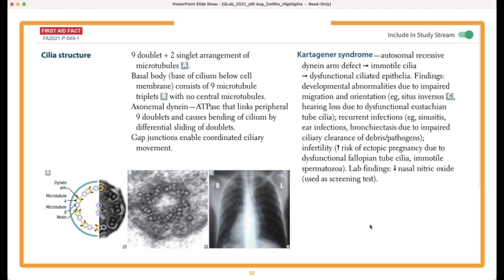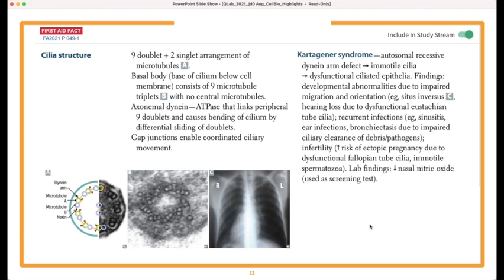Now, in this condition, as you can tell, there is a defect in cilia, specifically with the dynein, okay? So that's why you get poor mucus clearance from your lungs, okay? Dynein arms, as you can see there, now going over to the cilia structure, you can see there looking at that third bullet point, axonemal dynein. It's an ATPase that links peripheral 9 doublets and causes bending of the cilia, okay?